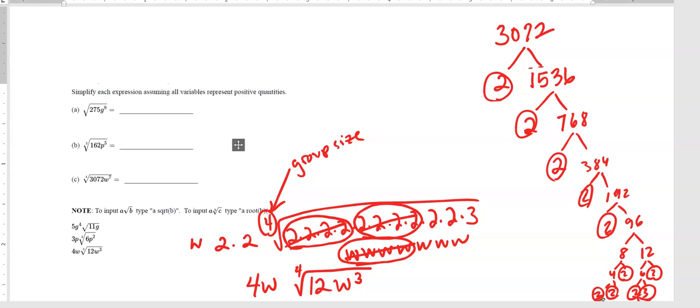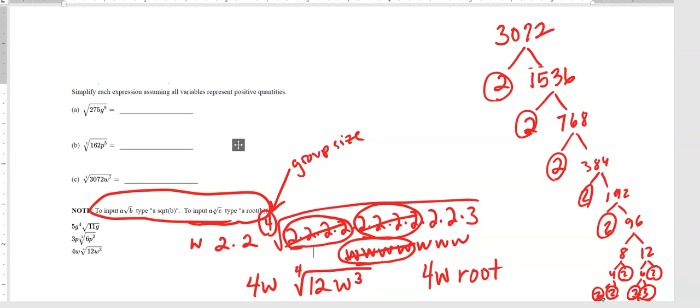Now, when you're entering them into the iMath AS, make sure you read the directions here. They tell you how to enter it. So for example, for mine, I'm going to write 4W, and then I'm going to write root 4, because it's the fourth root, and then I'm going to write 12W cubed. So maybe practice that when you're doing the practice exam. Make sure you're comfortable entering it, because that's half the battle on this problem, I think.